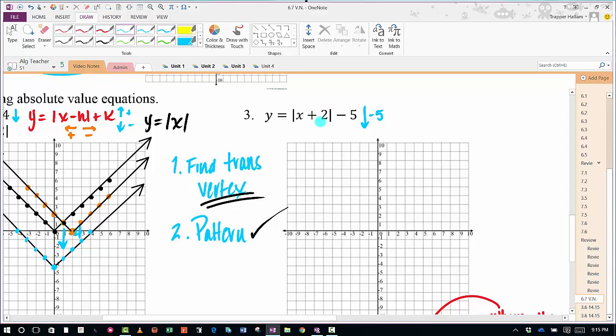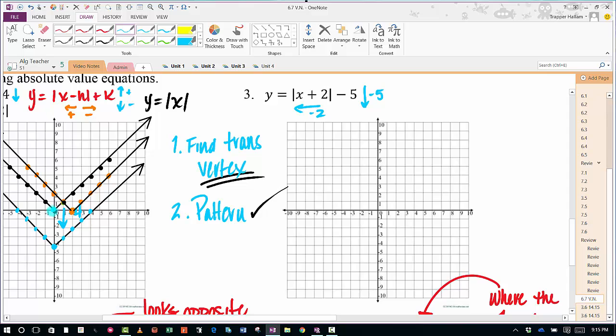But additionally, we have a value inside the absolute value. And we said that positive, as tricky as it was, is the one that's going to go to the left. So this one's going to go down 5, but it's also going to go left 2. So we're going to take that vertex, which started here in the middle, right? That would be our parent function to start right out the origin, 0, 0. And we're going to move it left 2, down 5. So that new vertex is going to go here. So check, we just found the new vertex.